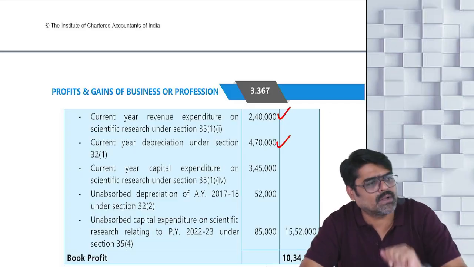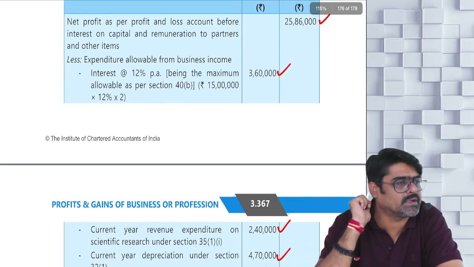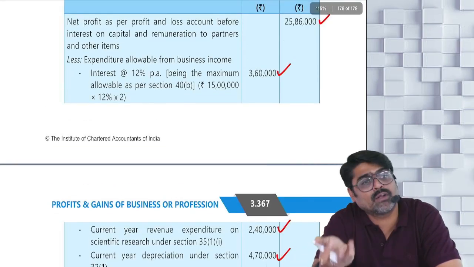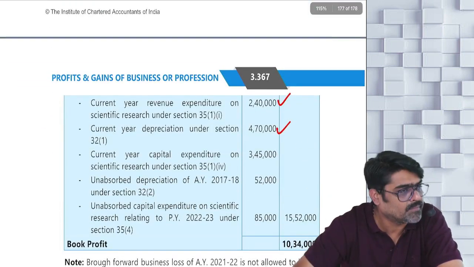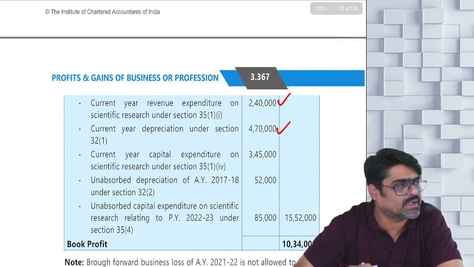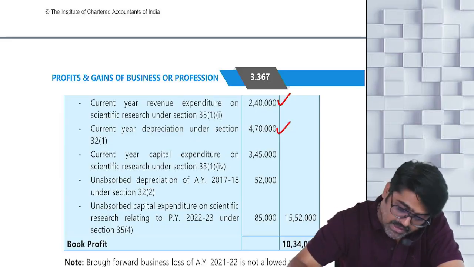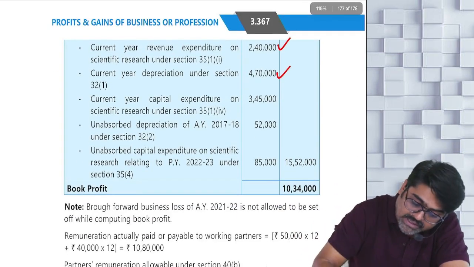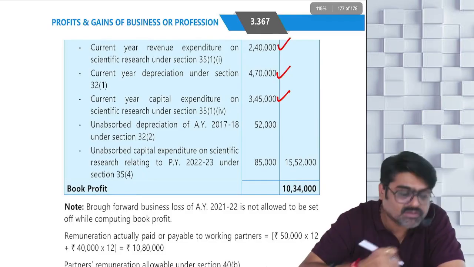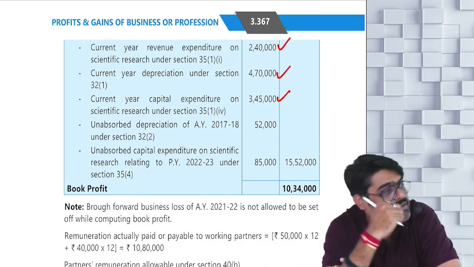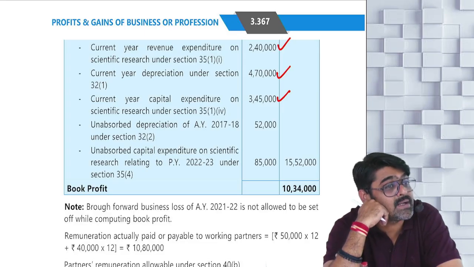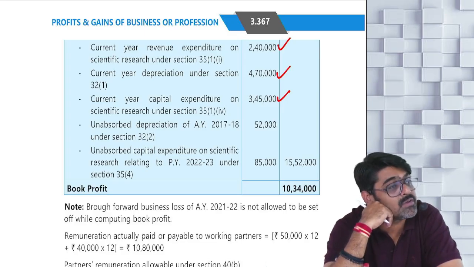Will I reduce allowable interest? Yes. How much was the allowable interest? 3 lakh 60. Will I reduce the current year scientific research expense? Yes. How much was that? 2 lakh 40. Will I reduce the current year depreciation? Yes. How much was that? And now I will reduce current year capital expenditure on scientific research also. So is there any current year capital expenditure on scientific research?